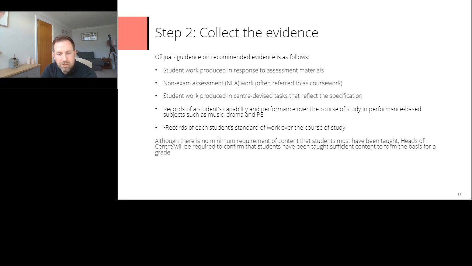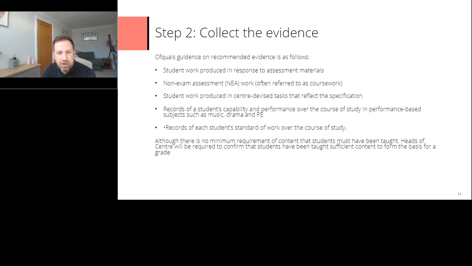For certain subjects, of course, we know it's been very challenging to assess students in practical subjects, including music, drama, and physical education. And for those types of subjects, we will, of course, accept records of students' capability and performance. We accept that it will have been difficult to record students or to watch students perform in these types of subjects over the course of the last 12 months. So any kind of records that you have about their performance and their abilities will be accepted in those instances.